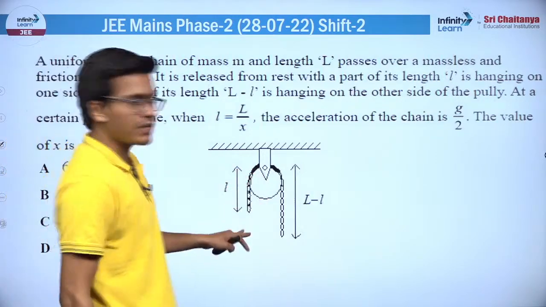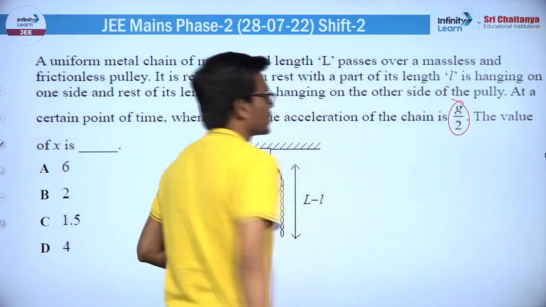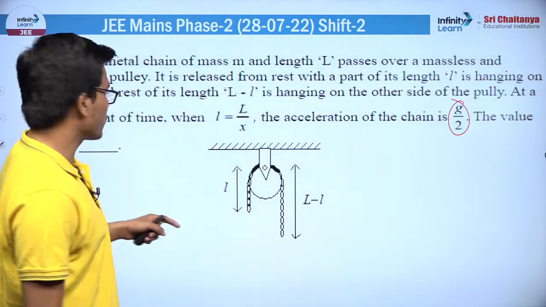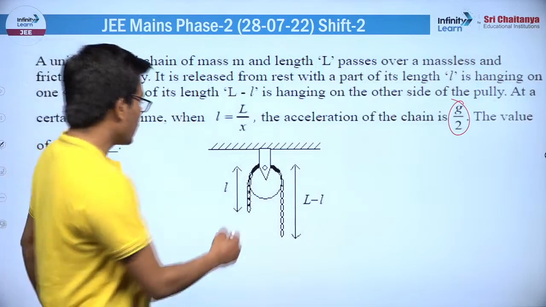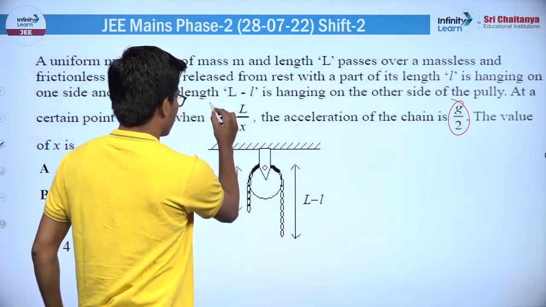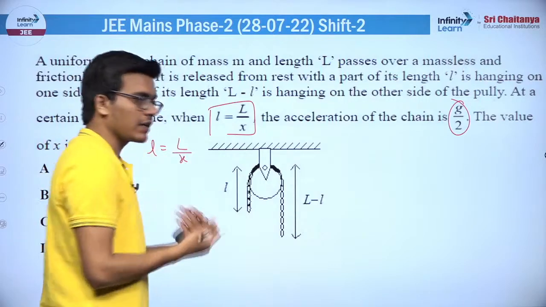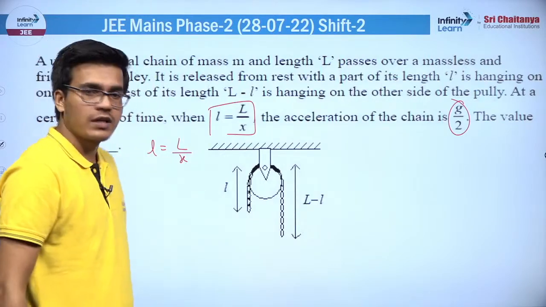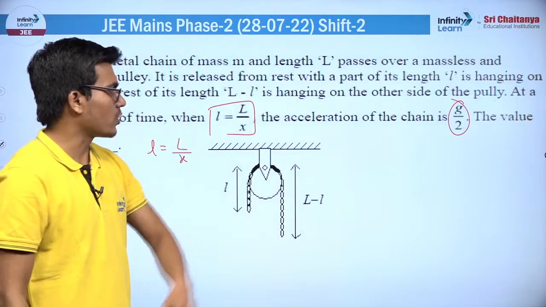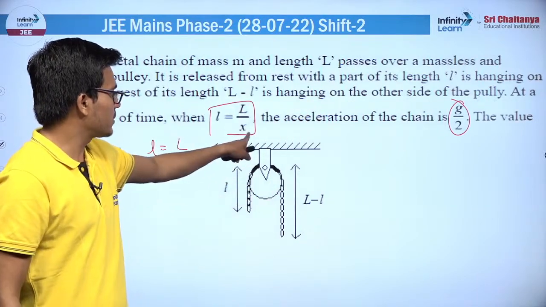Whatever the acceleration of the chain is, that is given to you as g by 2, and you have to find the value of x. How much is this part? L is, small l is actually L by x. So indirectly you have to find the value of small l. If you are able to find the small l, then you can compare with this and you can find the x.